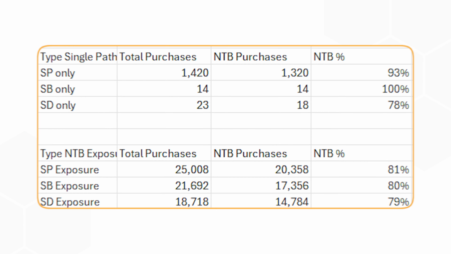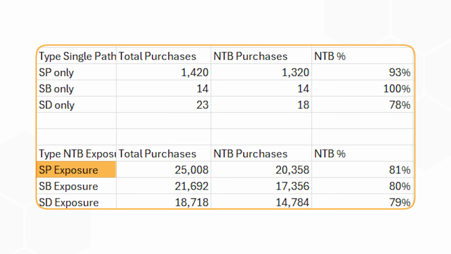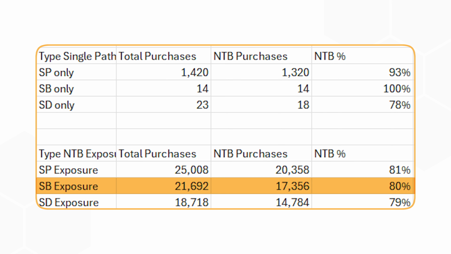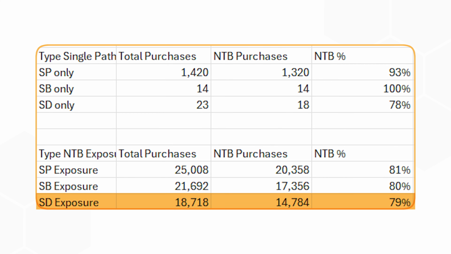When we move to exposure, the picture becomes a lot more useful. Sponsored products exposure had 25,000 purchases with over 20,000 new to brand purchases, giving us an NTB rate of 81%. Sponsored brands exposure had over 21,000 purchases with over 17,000 new to brand purchases, also around 80%. Sponsored display exposure had over 18,000 purchases with over 14,000 new to brand purchases, again around 79%. So in this case, the insight is that all three ad types are participating in paths that bring a high share of new customers to the brand.